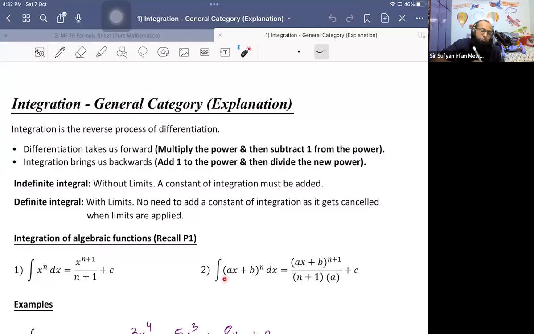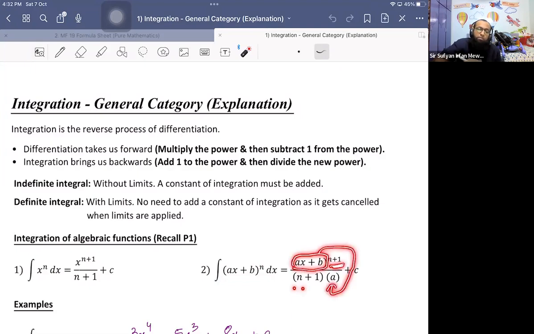Then we dealt with composite functions in which there is a function inside a bracket, and at the top of the bracket there's a power being applied on the entire function. So what we do is we add 1 to the power and we divide by the new power, and apart from that, the differentiation of whatever function is there in the bracket is also divided.